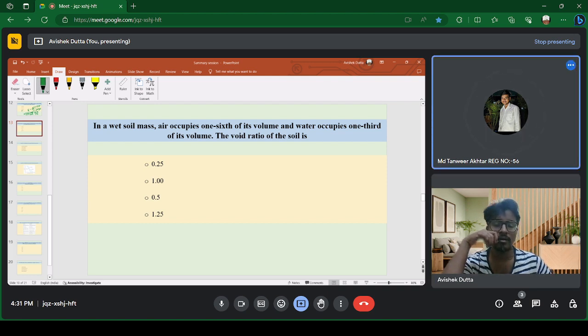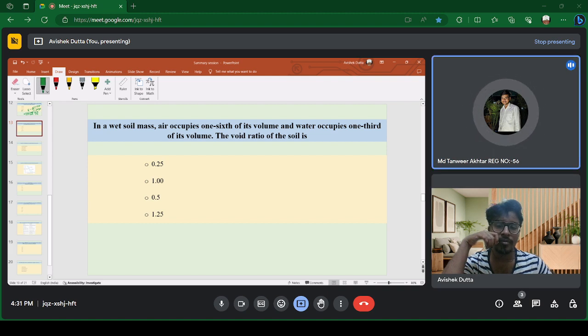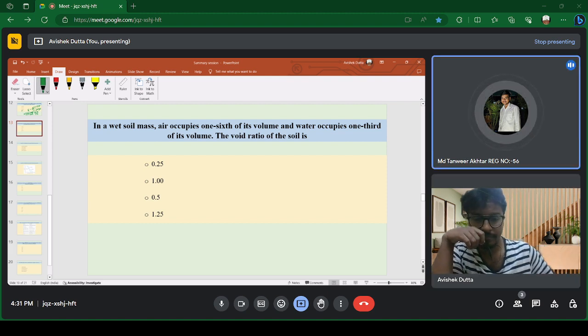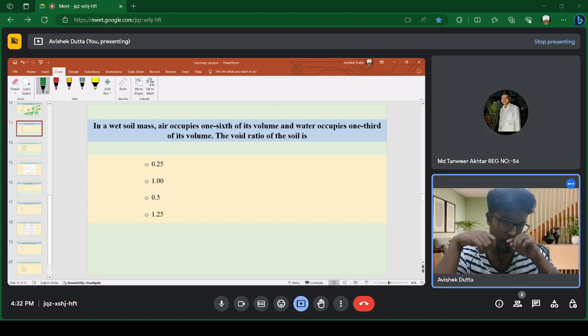Option D. The answer is correct. How do you solve it? Void ratio is the volume of void by volume of soil solids. Very good. Volume of void by volume of soil solids.